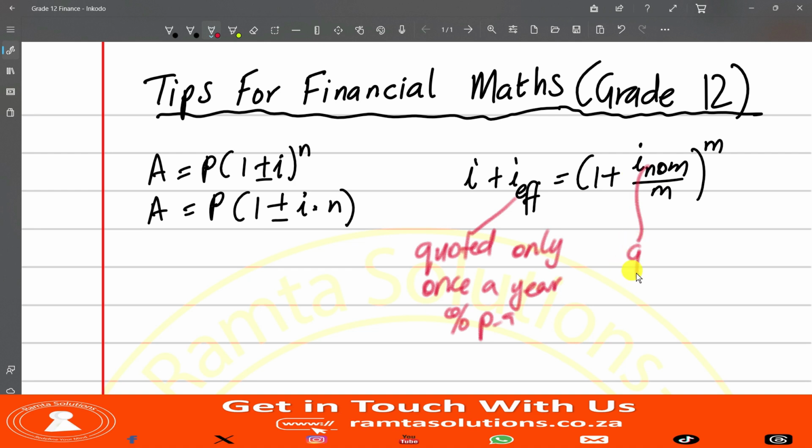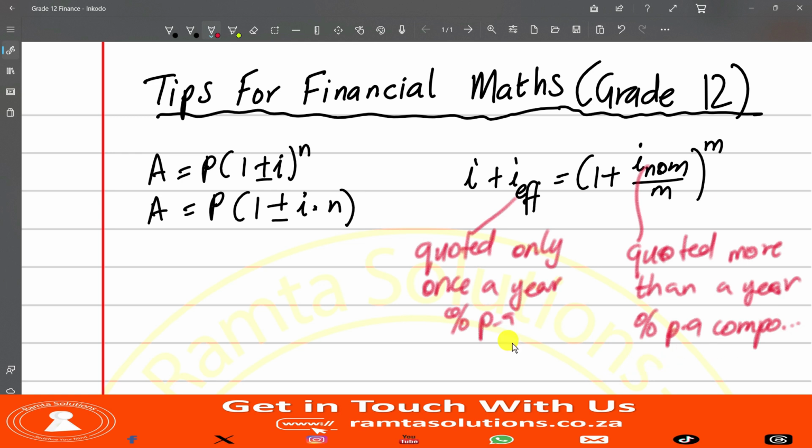With the nominal interest, it is quoted more than once a year. So when it's quoted in your statement, you will see percent per annum compounded blah blah. This is your nominal. This m is the number of times that interest is calculated. These are the formulas that you need.